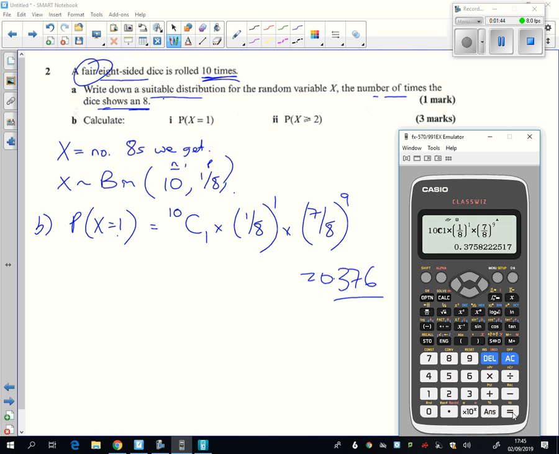Does it say what to round it to? No, so I'm going to put 0.376. I'm always going to do stats to 3 decimal places if I'm not asked anything.